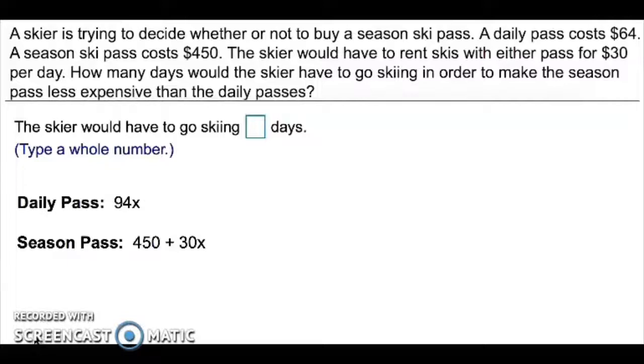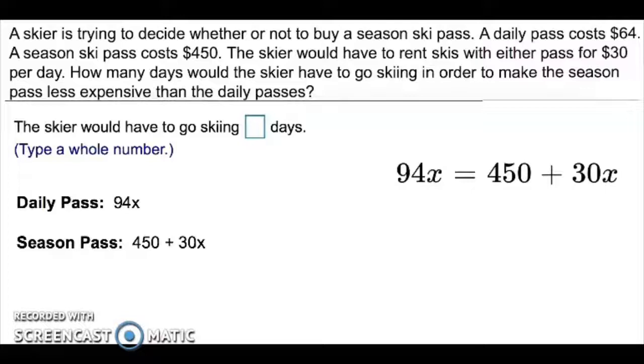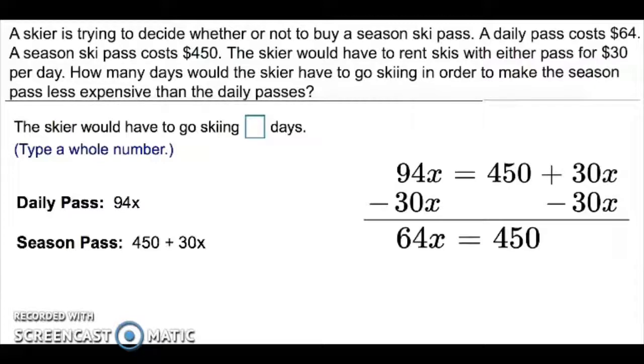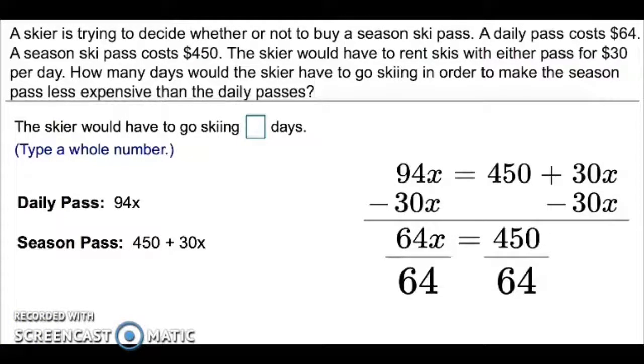Now, to determine that, we need to figure out how many days we have to go in order for them to be the same price. So we set them equal to each other. Now I subtract 30x from both sides to solve it. I'll get 64x equals 450, and then I divide both sides by 64. Now I'm going to get a decimal. What I get is between 7 and 8.